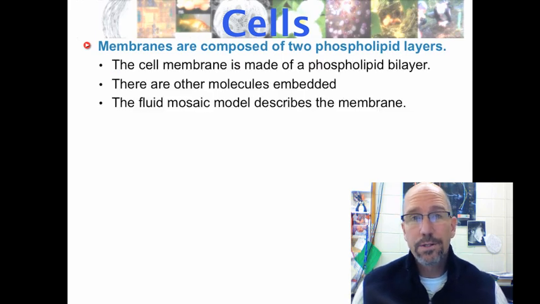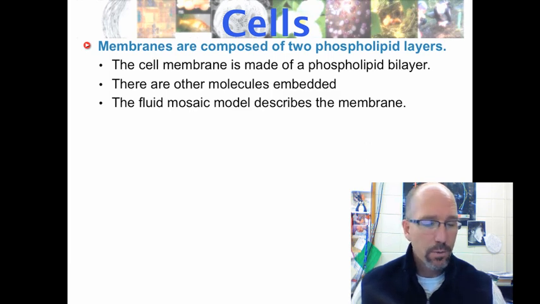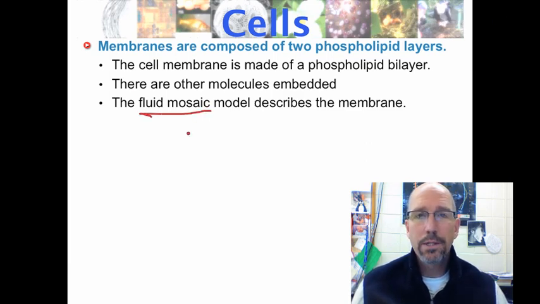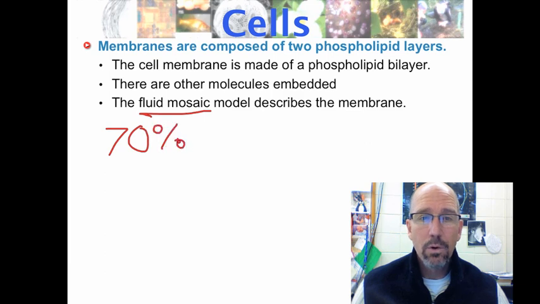There's lots of things embedded in this membrane, and that's why it's called a fluid mosaic. Mosaic. You've probably built mosaics out of eggshells, or I don't know what you have, but the whole thing is pieced together like a puzzle. Probably most membranes are something on the order of 70% phospholipid.